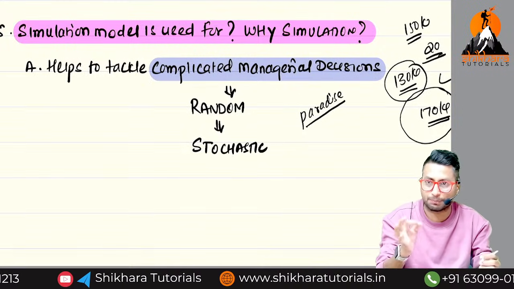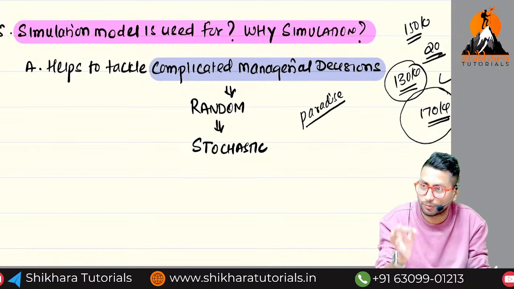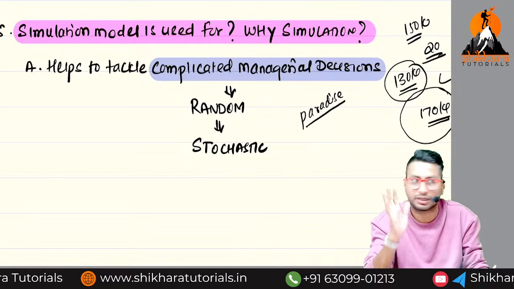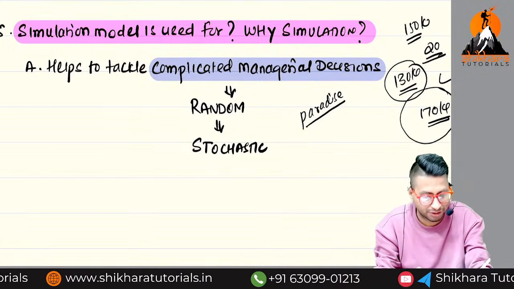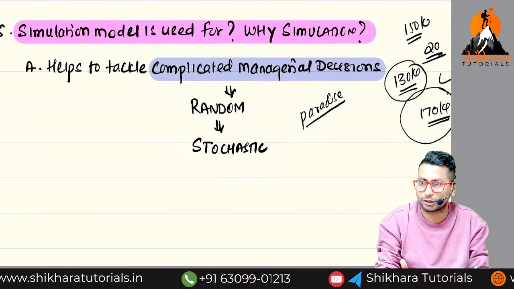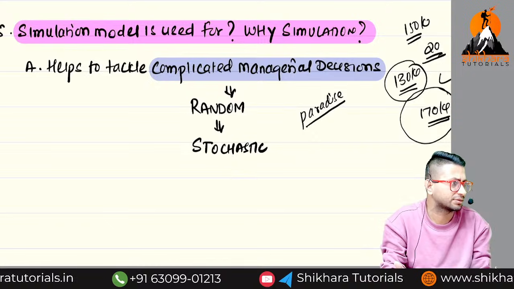Is it practically possible for a human being to calculate in which branch of Paradise approximately how much quantity is required so that under and overstocking does not happen? Because these are random in nature. Today the number of people coming to my branch may be very high, tomorrow it may be very low.